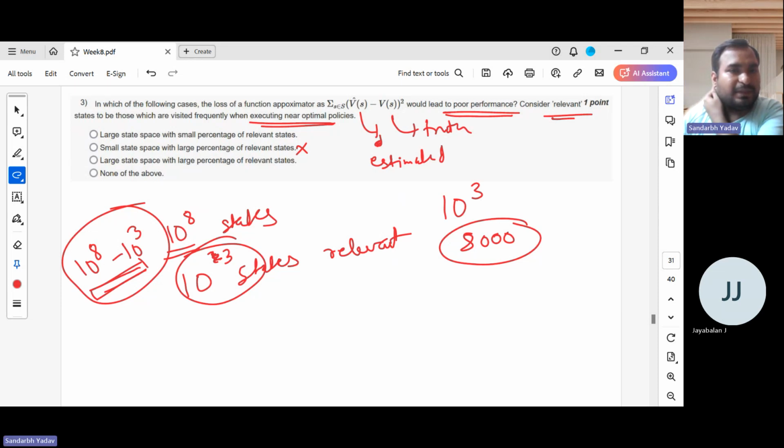Large state space with a large percentage of relevant states. So if we have 10 raised to power 8 states, and maybe 10 raised to power 7 into some number like 8 of them are relevant, the contribution will be sufficient. So in this case also, we won't have issues. The issue arises when we have a small percentage of relevant states. So obviously this cannot be the answer. I hope you get the answer from this.